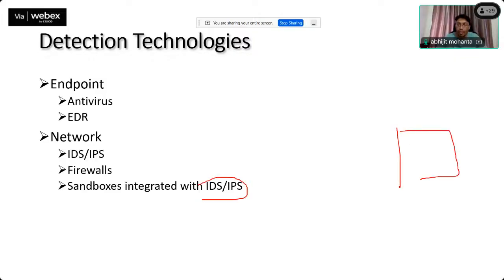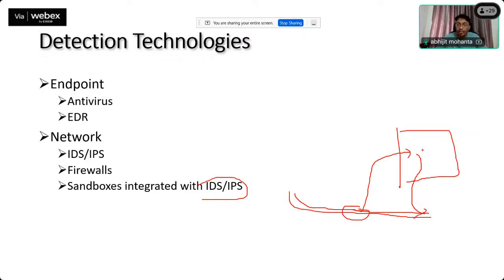So if you have a sandbox and an IDS IPS, the IDS IPS would be listening to the traffic, and IDS like Suricata have the capability to extract the files out of the network and put them in a sandbox environment. The sandbox will execute based on the logs, it will detect, and after that it will give a verdict whether the file is a malware or not.